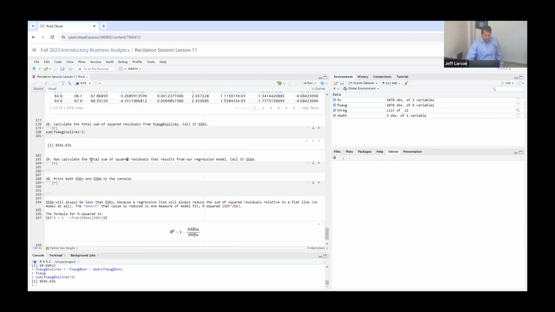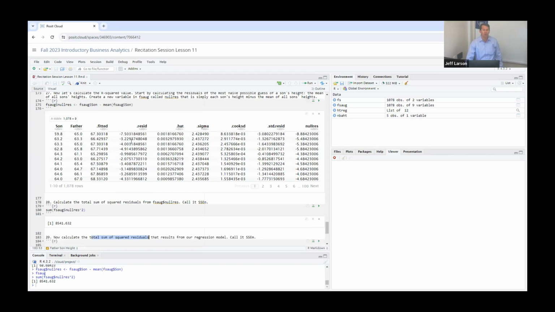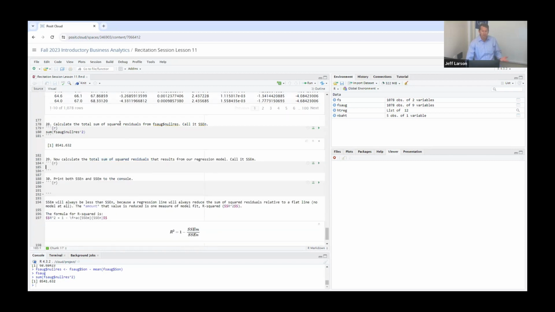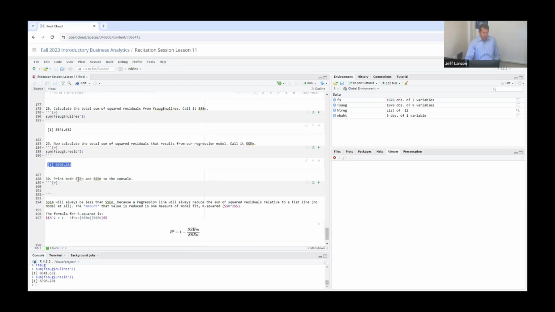Okay, now it says calculate the total sum of squared residuals. Okay, that was the sum of squares of our null residuals. This is the residuals from our regression model, which should be better. They shouldn't be as big because we have a better guess now. So if we take a sum of fs aug $.resid, square those, add them up, it goes down to 6,396. We don't have as much noise anymore because we make better predictions. Well, how much did we improve?